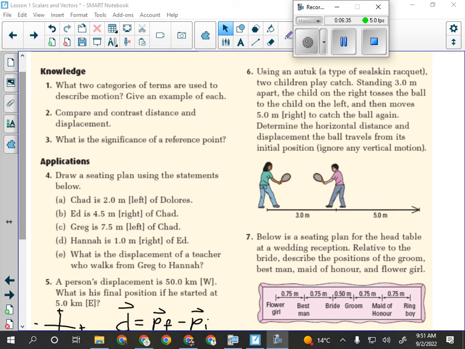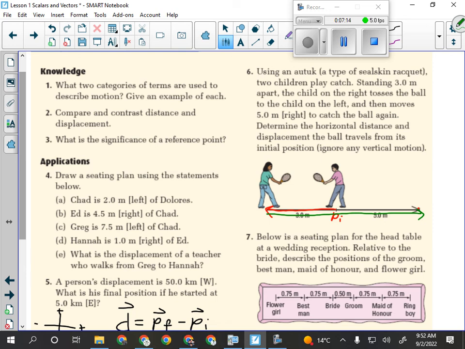All right, we've got the ball traveling from one person to the other. They're standing 3 meters apart, and the child on the right tosses the ball. So this is the starting point of the ball, with the child on the right. They pass it to this person here, and then the person on the left tosses it, and this person has to move all the way over to here in order to get it. Okay, so determine the horizontal distance and displacement of the ball.